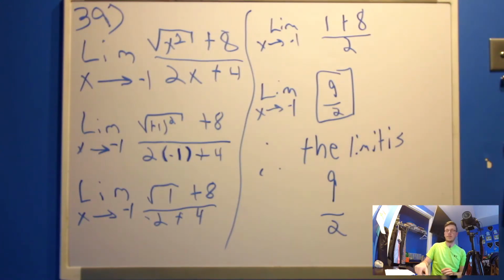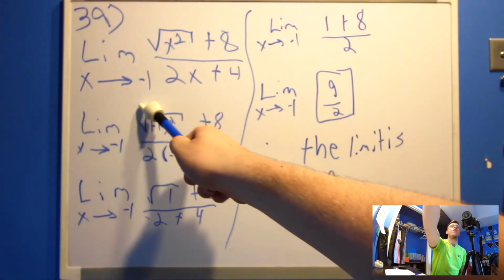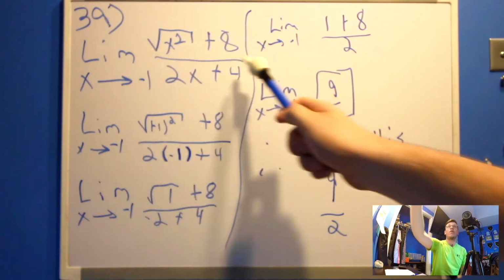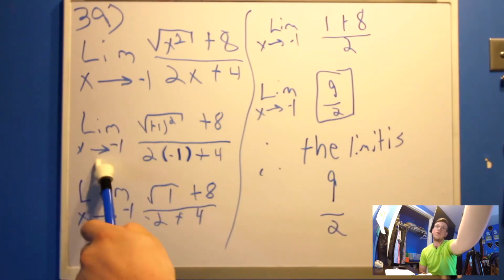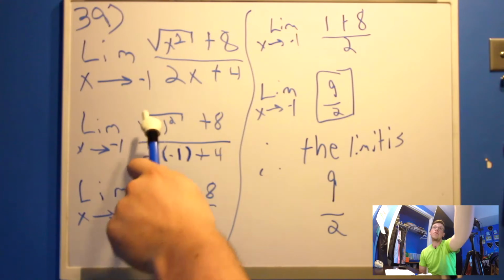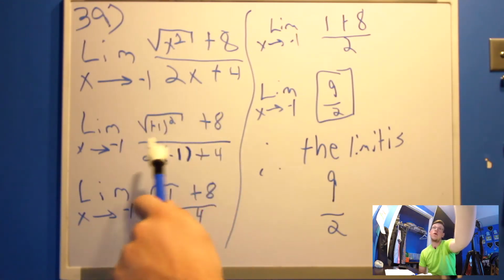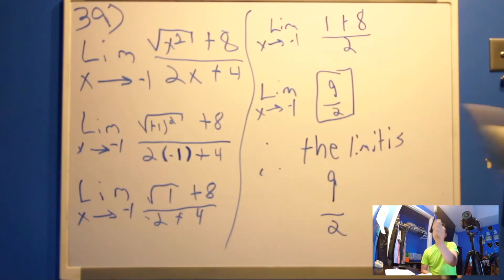As you see on the whiteboard, you have the limit as x approaches -1 of the square root of x squared plus 8 over 2x plus 4. The first step is to substitute -1 for x. So your new equation would be, as the limit x approaches -1, the square root of (-1) squared plus 8 over 2(-1) plus 4.